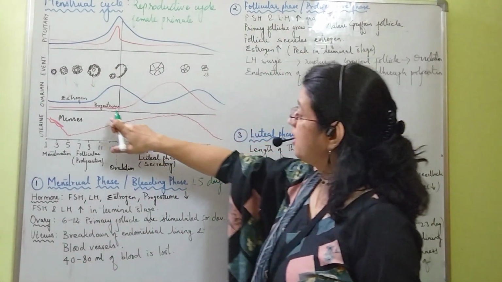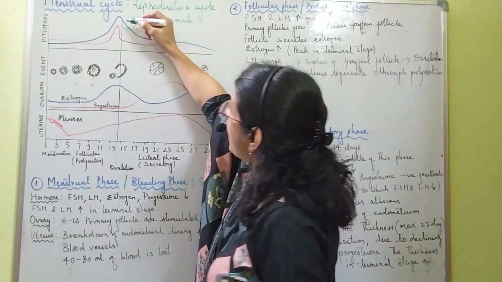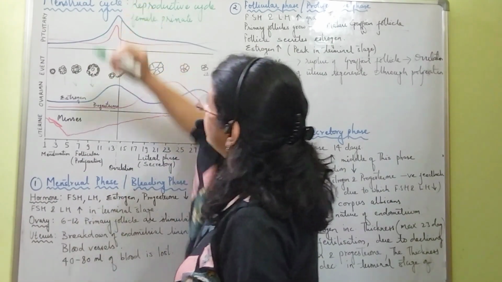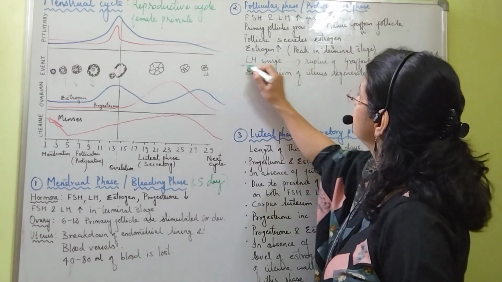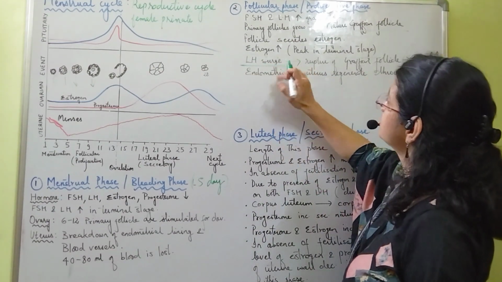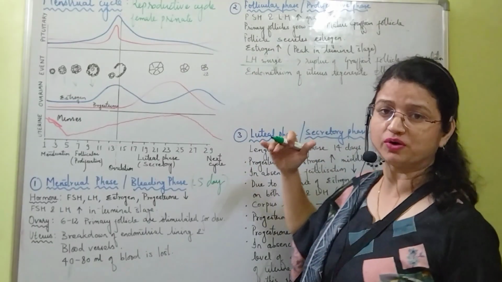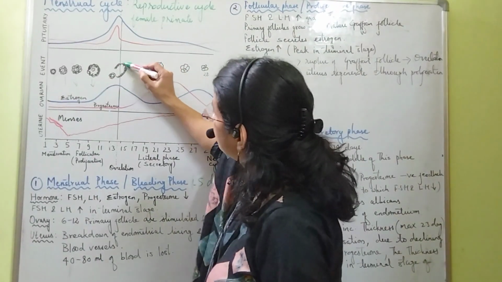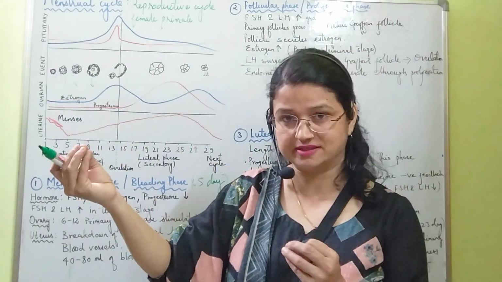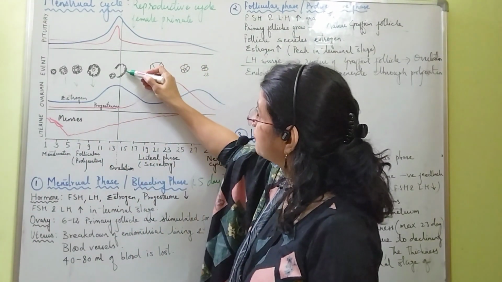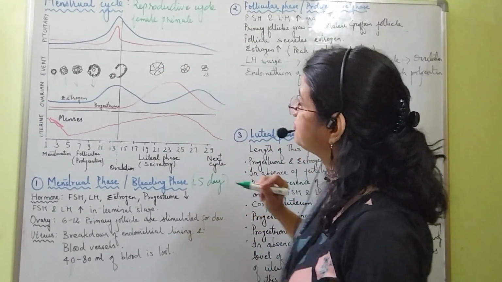Now what happens? Due to this increase, the level of LH will also increase and it will be maximum on the 14th day. Clear? This maximum amount of LH which is produced is known as the LH surge, and due to the large increase in LH, the Graafian follicle will rupture and the secondary oocyte will be released. So on the 14th day, the Graafian follicle ruptures and the secondary oocyte is released.